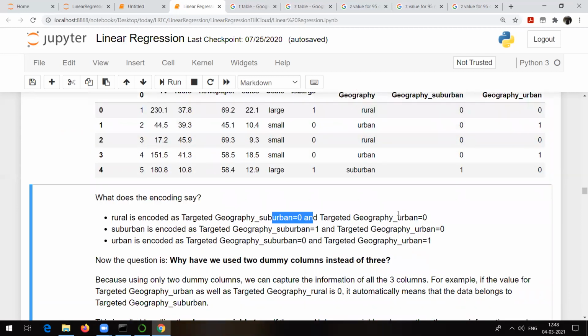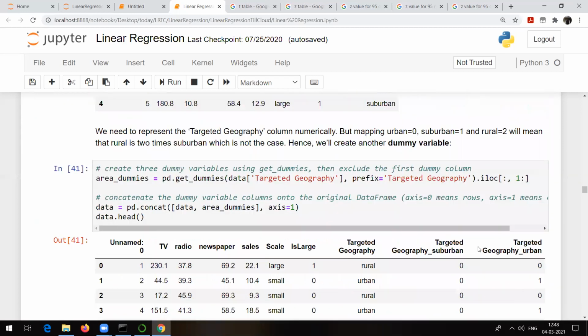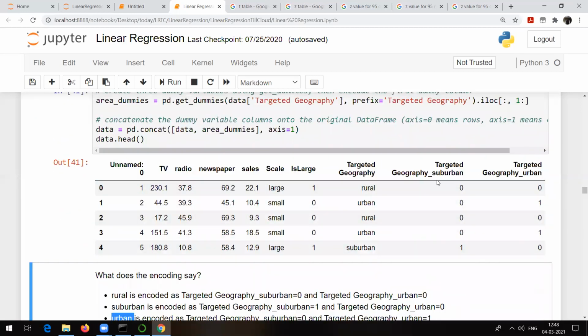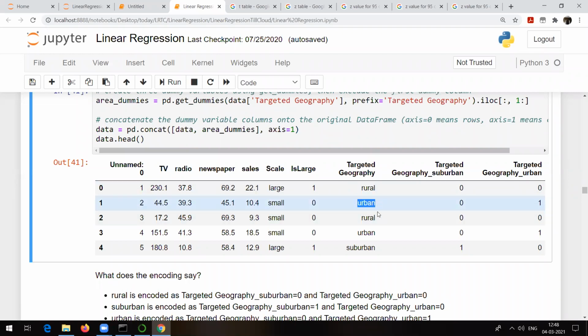See, suburban is 0, urban is 0, that means the value is rural. Suburban is 1, urban is 0, that means the value is suburban. Suburban is 0, urban is 1, that means the value is urban. Do not worry about this particular data. If you want the meaning of it, it means where the company is trying to advertise the product, whether in the rural region, the urban region or the suburban region.